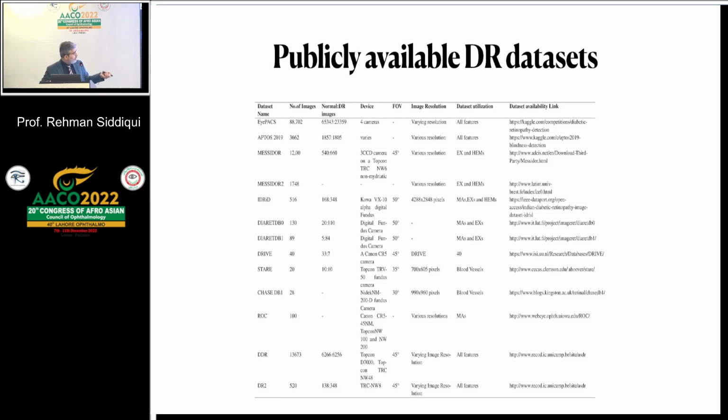Here is a busy slide of publicly available data sets. It's not coming across very nicely. We don't need to look at anything. The only thing I'm trying to point out is that there is no Pakistani data set there. So we're talking about diabetes, artificial intelligence and everything, but there's no Pakistani data set in the publicly available data sets.